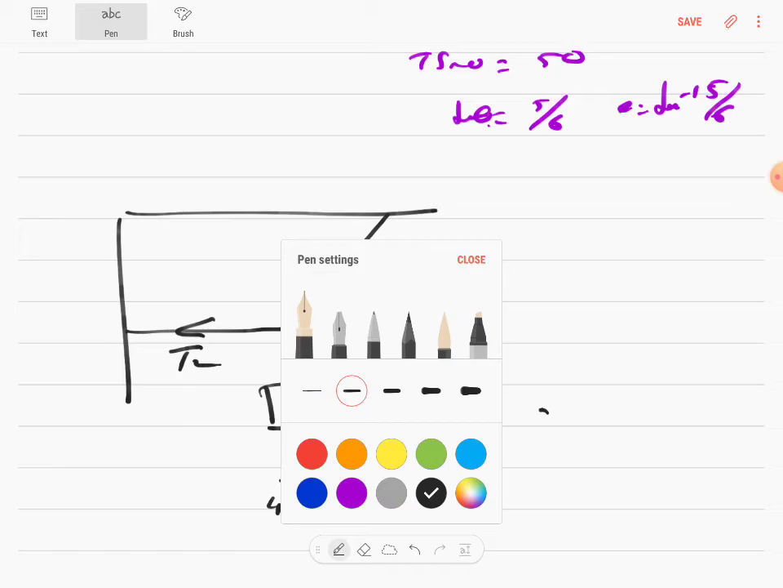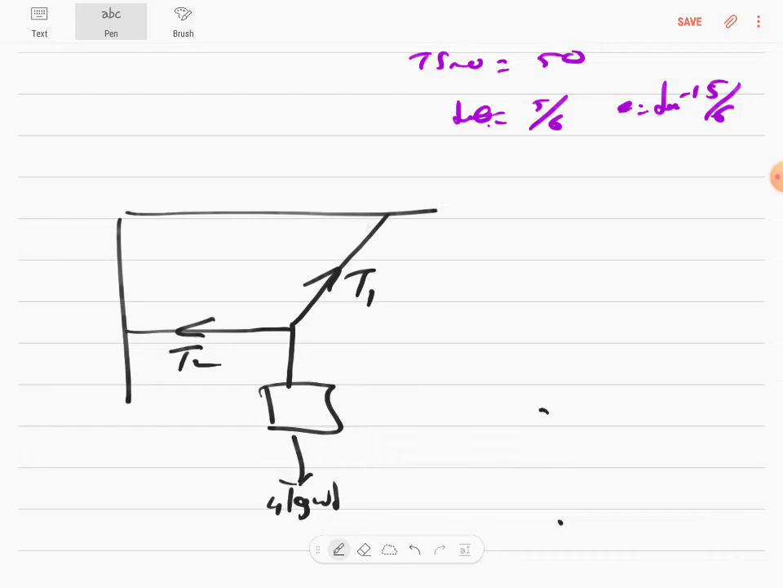Determine T1 and T2 in the strings. That's all the question is. Okay, so you know that this is making an angle theta here, which means this will make an angle theta here, and therefore I can write this as T1 cos theta, and therefore I can write this as T1 sin theta. First, is it correct? Correct.